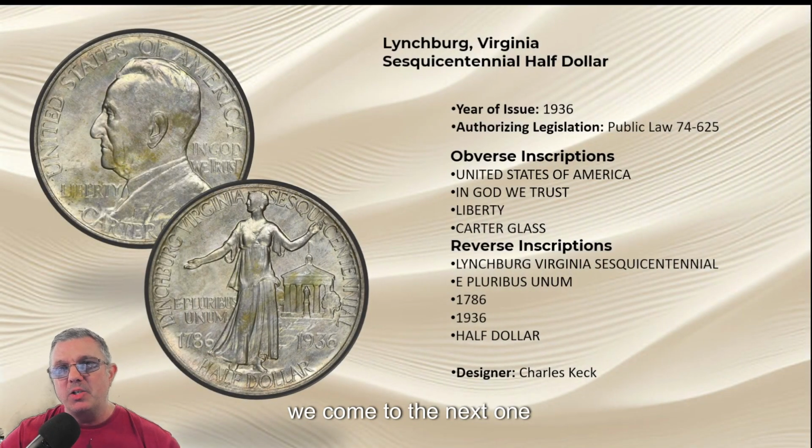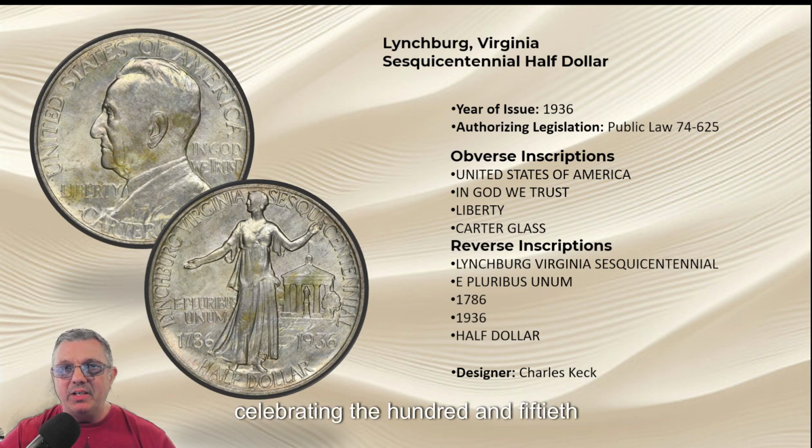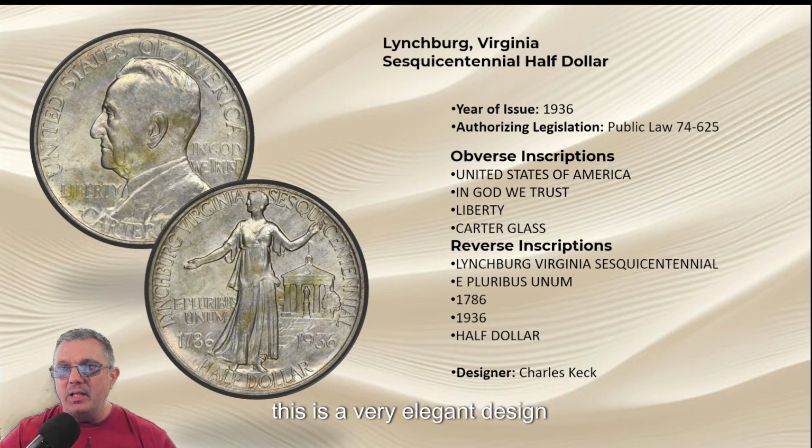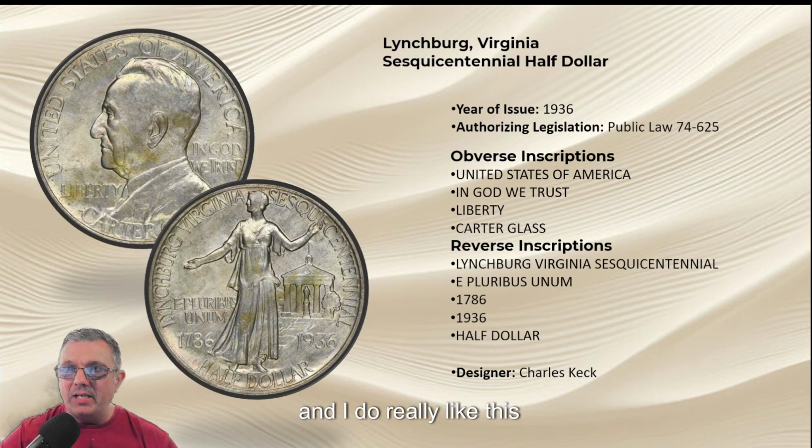All right, we come to the next one, and this is Lynchburg, Virginia. This is the semi-quincentennial celebrating the 150th anniversary of this city's founding. Now, you're going to see Senator Carter Glass on the front, and on the reverse, you're going to see the Statue of Liberty and the courthouse there in the back. Now, this is a very elegant design, and it's one of these that we talked about where the design is very simple, but it's the simplicity that makes the coin nice. Sometimes less is more, and I do really like this. It's a really good portrait there of Senator Glass. I do enjoy this piece.